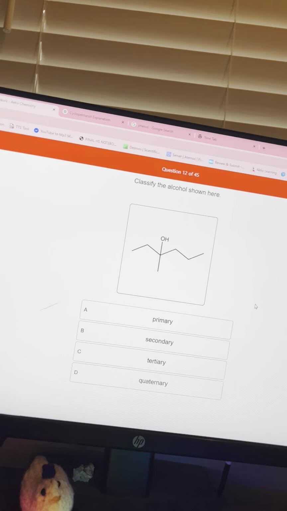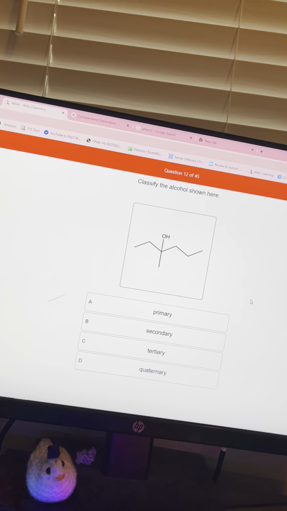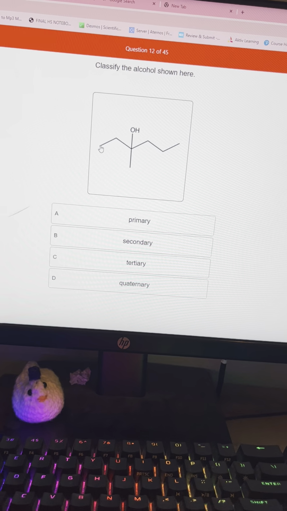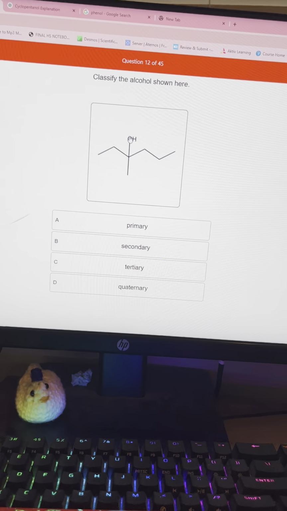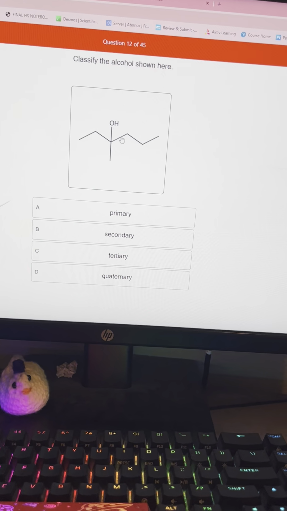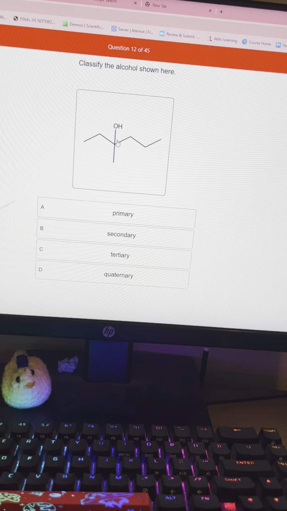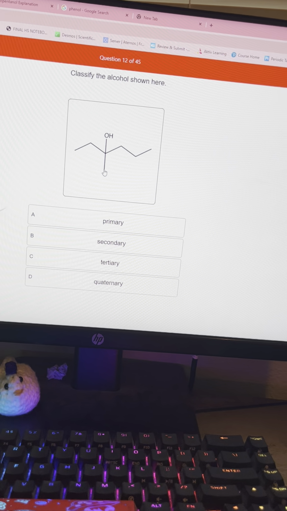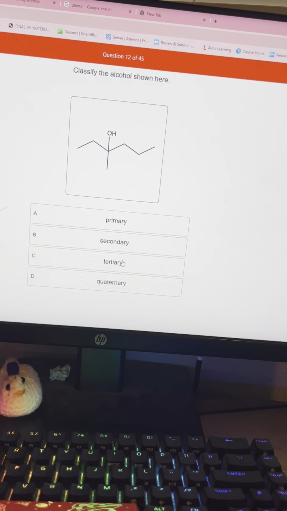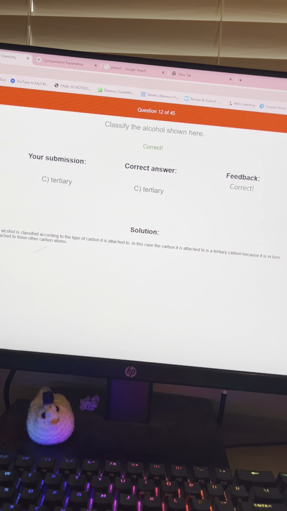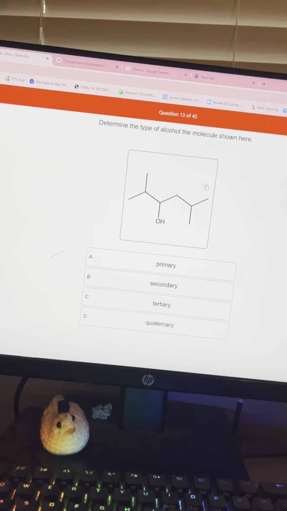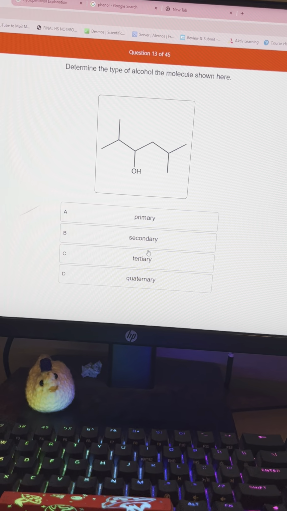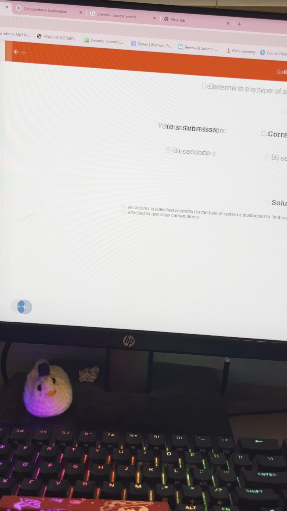And this one's easier to see. So we're looking at the alcohol here. It's attached to 1 carbon, 2 carbon, and this is also a carbon. If there are no other letters here, then you can tell this is another carbon. So this is a tertiary. Same thing here. Look at the alcohol. It's attached to 1 carbon, 2 carbon. So it's a secondary.